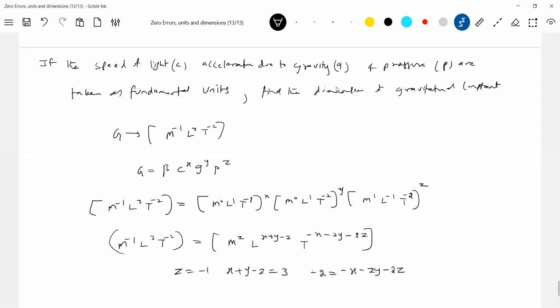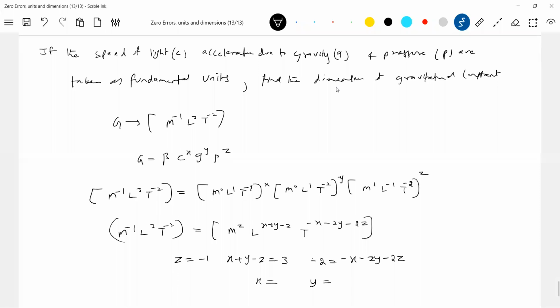Anybody values? I think you have to calculate. Z is minus 1, okay, then x and y has to be determined. I'll put x0, y2. Okay, some of you given that. Okay, fine, x0. Then y will become 2. Okay, like this, the gravitational constant.